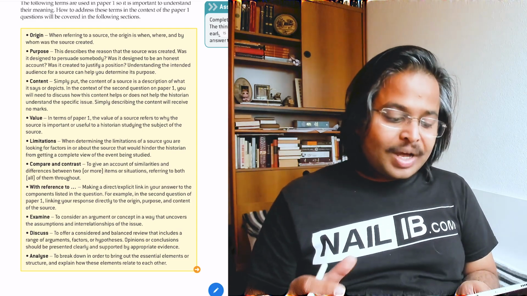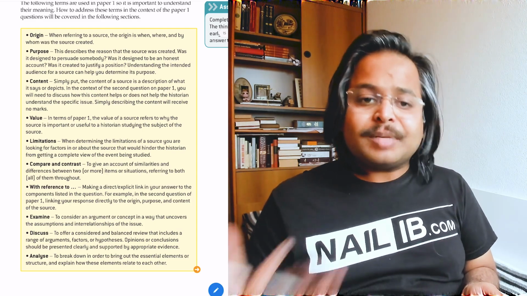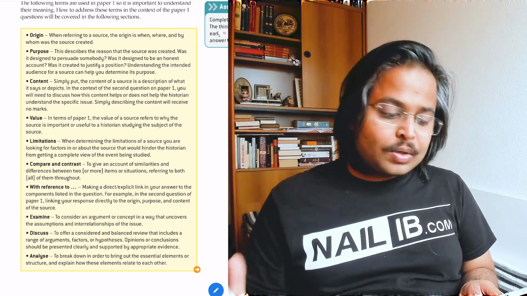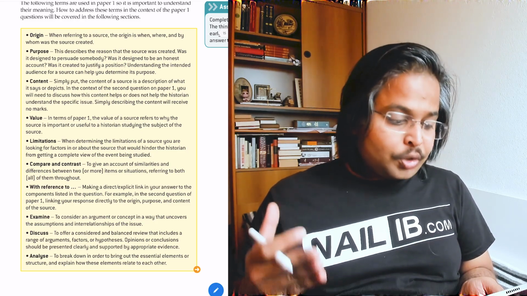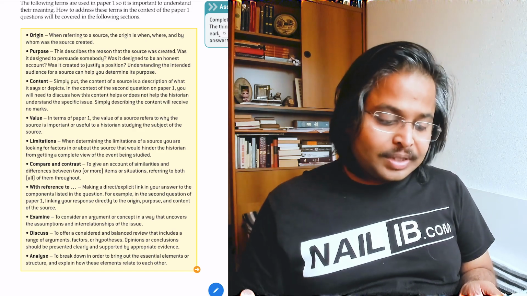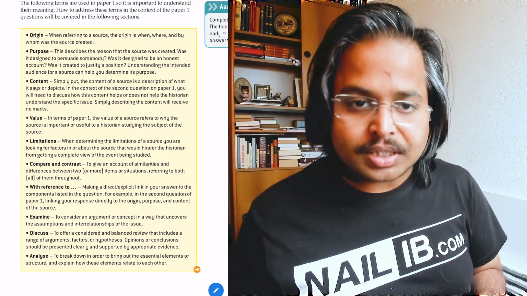Moving on from there, you have the idea of content. So simply put, the content of a source is a description of what it says or depicts. In the context of the second question on paper 1, you will need to discuss how this content helps or does not help the historian. So basically the purpose and the utility, in other words.